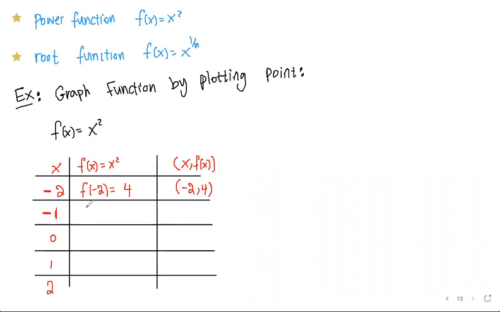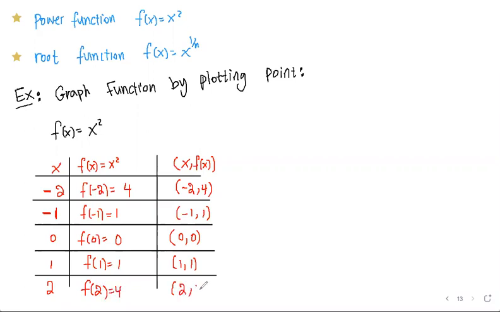Negative 1, you plug it inside the function, you get 1. So the point is negative 1 and 1. The 0 we plug inside the function is 0. So 0, 0. The 1 we plug inside, f of 1 is just 1. So 1 and 1. And 2 is the same thing, f of 2 is 4. So I get 2, 4.